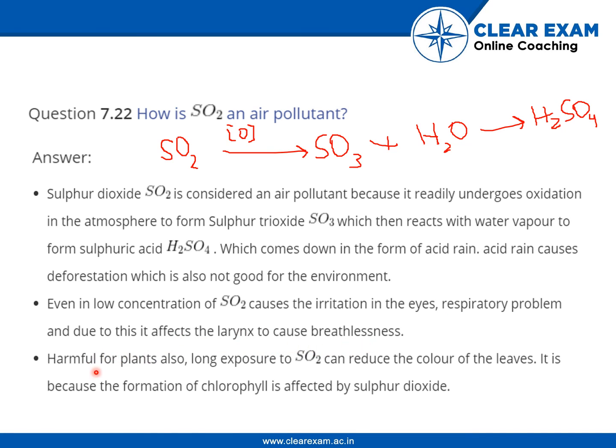Harmful for plants also. Long exposure to SO2 can reduce the color of the leaves. It is because the formation of chlorophyll is affected by sulfur dioxide. This is basically a theoretical answer.